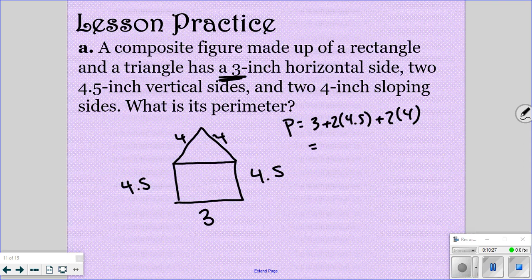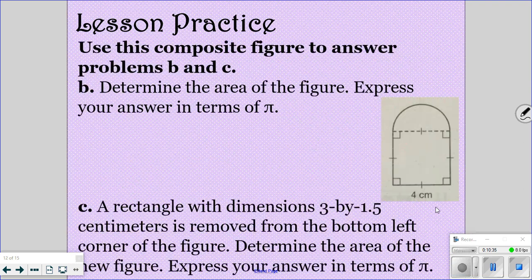Which, if you add those up, should give you 20 inches for your perimeter. Okay? Now looking at this next one. We have a figure, and they want you to find the area, and then they have another question about determining the area of a new figure. So y'all try those by yourself, and then we'll go over them.